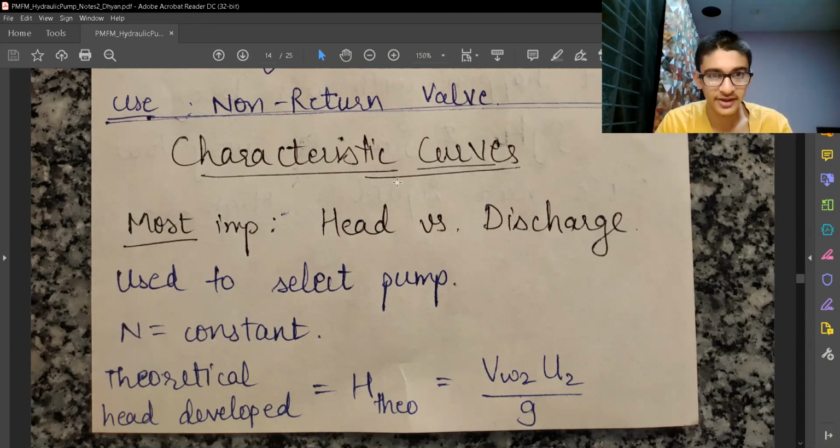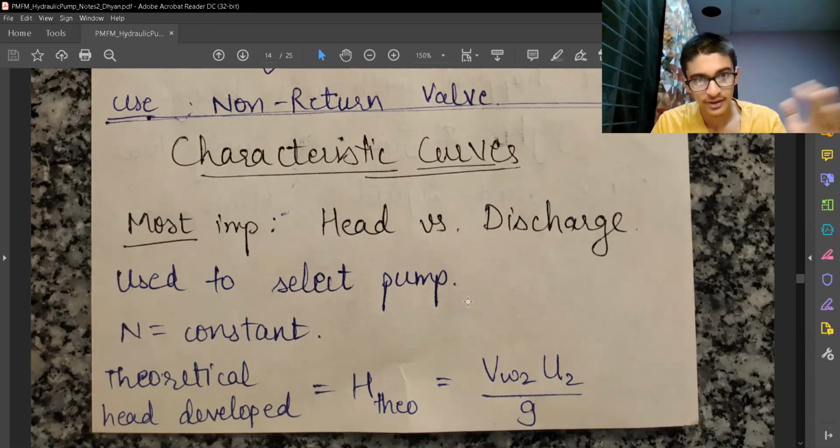Now coming to characteristic curves, or how the performance is going to happen, performance characteristics. So the most important performance characteristic will be head versus discharge. How much head we are gaining versus what is the discharge of the pump. And this chart will be useful to select what pump we should use.